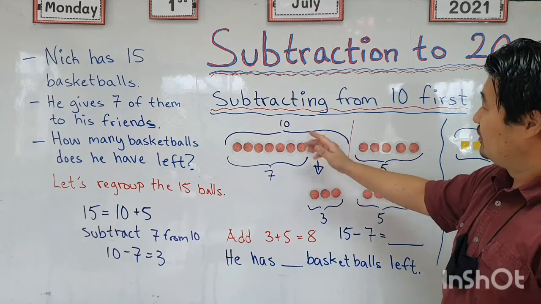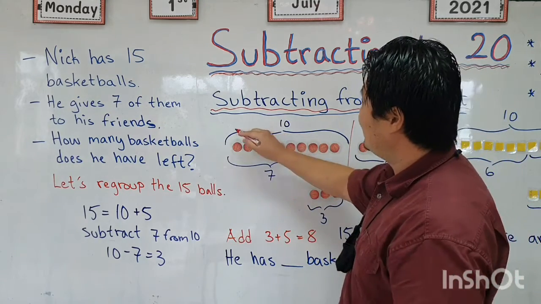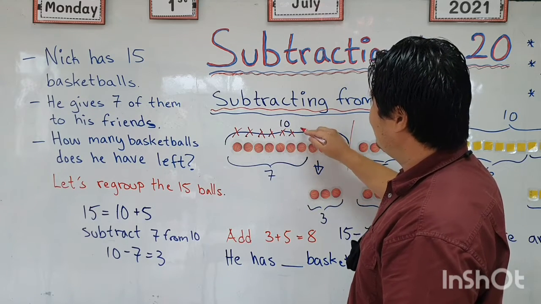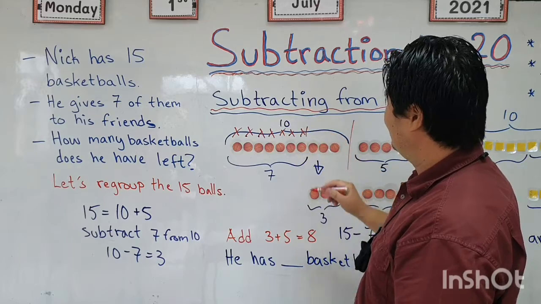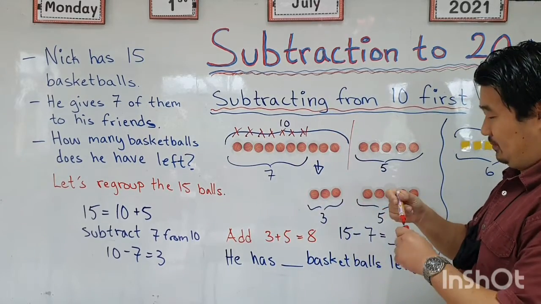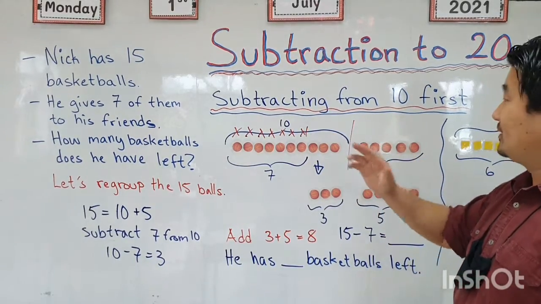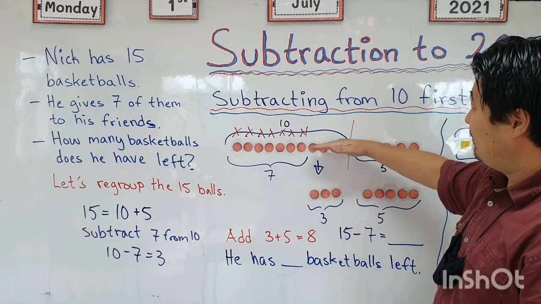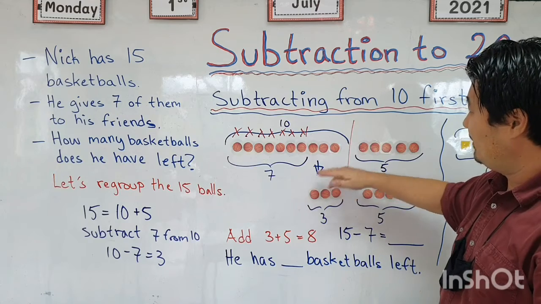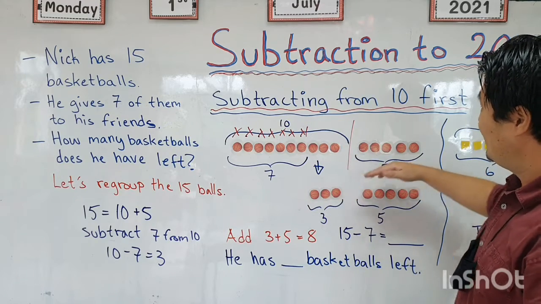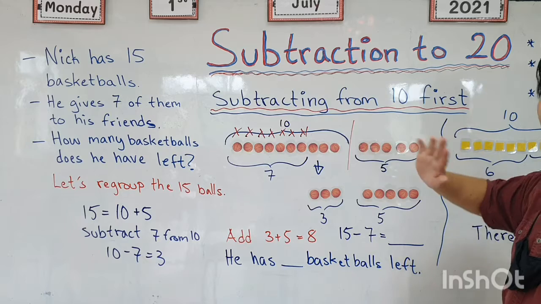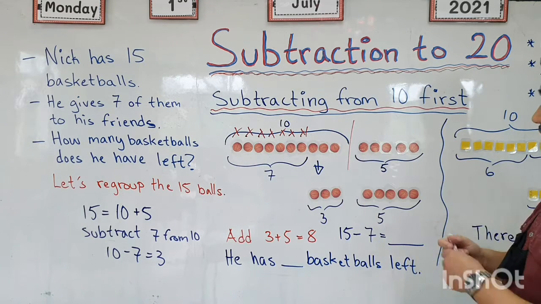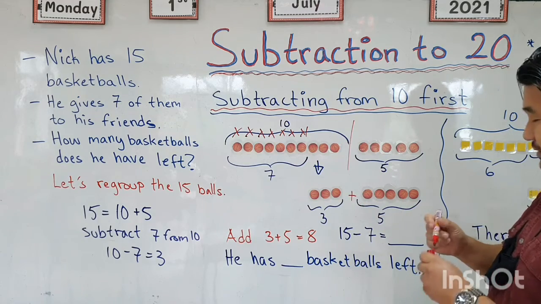1, 2, 3. So these ones we take away. These we give to friends. Okay? So we have 1, 2, 3. We have 3 basketballs left in the 10 group. Okay? So then we move these down here. 3 left. And then these ones, the 5, we have not touched. So we can move them down as well. And then we add a plus.